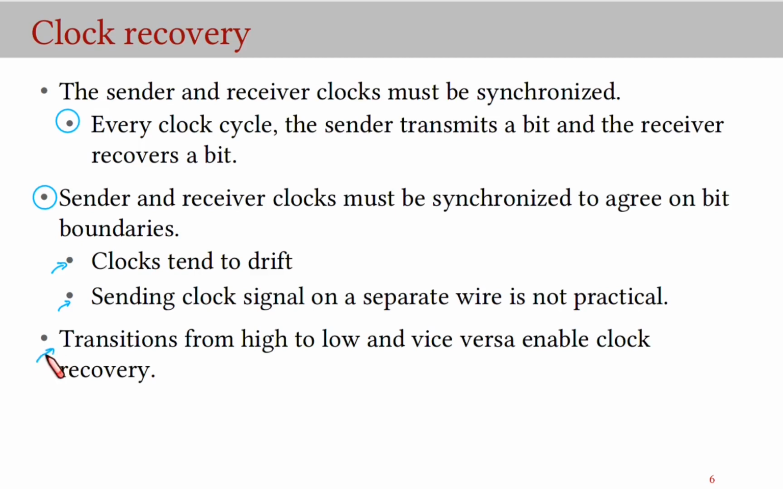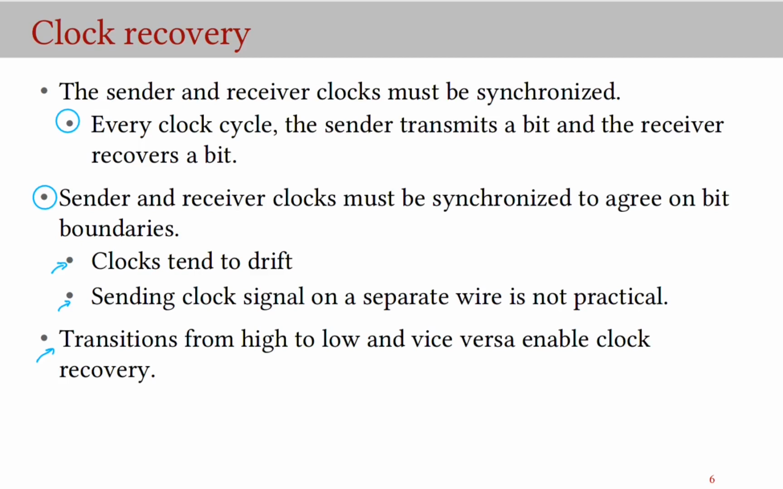The receiver clock maintains synchronization with the transmitter clock using the transitions from high to low and low to high. And therefore, sending too many ones or too many zeros does not give the receiver clock the opportunity to derive the clock from the signal transitions.